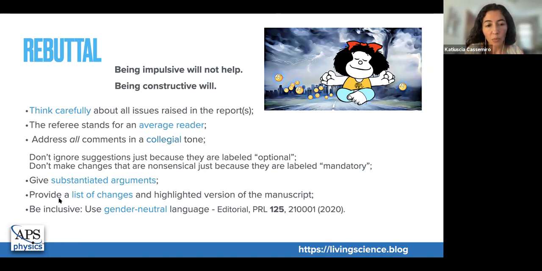So, it always helps if you can provide a list of changes when you resubmit. A highlighted version of the manuscript also is very helpful to make the review process faster. And one other important thing to consider is to use gender neutral language when you're addressing the referees. There is a recent editorial on that. It's very common for people to say he, and the referee is not necessarily a he, and that doesn't go well. So try to use gender neutral language.